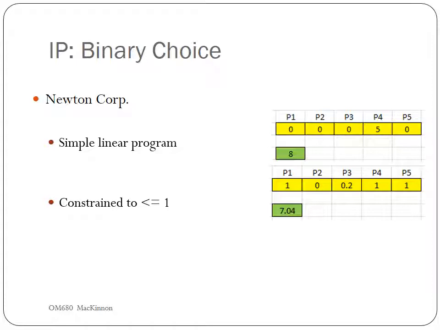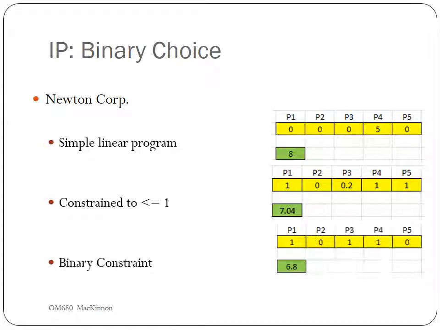So what we do is we set the constraints to be binary, all right? Ones or zeros, and then what we end up with is P1, P3, and P4 with a maximum net present value of 6.8, okay? It's not as ideal as the linear program, but the linear program is not feasible. Neither is the program that sets the variables less than or equal to 1. We have to use a binary constraint.